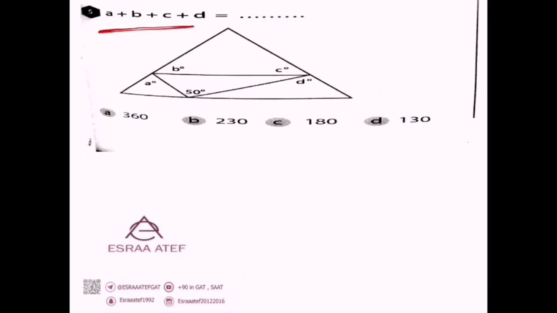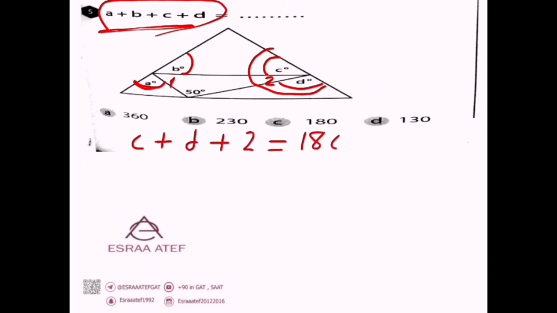Next one here, he wants me to get a plus b plus c plus d. If he asks you to get all of them, it means that you can't get each one of them. You should get all of them with each other. Here we have b plus angle 1 plus angle a, and here we have c plus angle 2 plus angle d. All of them here on the right are equal to 180. C plus d plus 2 equals 180, right? And here on the left they are equal to 180 too because they are linear angles. So b plus 1 plus a equals 180.